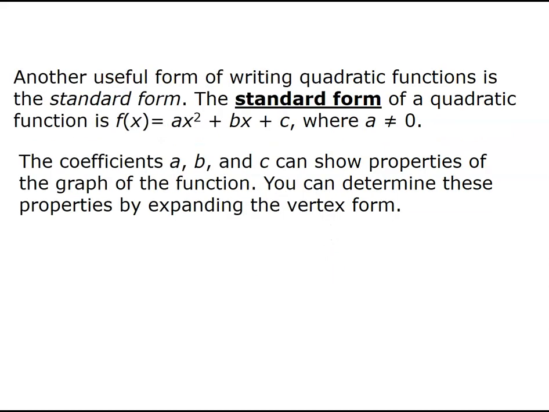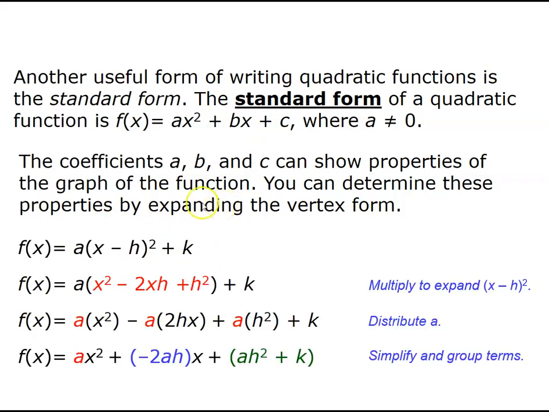Okay, let's go. Another useful form of writing this quadratic function is the standard form. The standard form of a quadratic function is f of x equals ax squared plus bx plus c, where a is not equal to 0. The coefficients a, b, and c can show properties of the graph of the function. You can determine these properties by expanding the vertex form, a times (x minus h) squared plus k. So this is the vertex form, and this is the standard form.